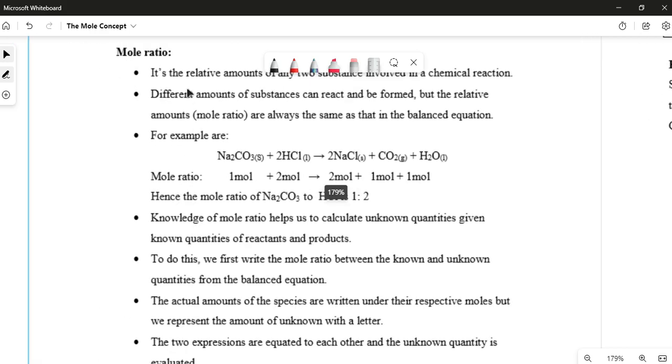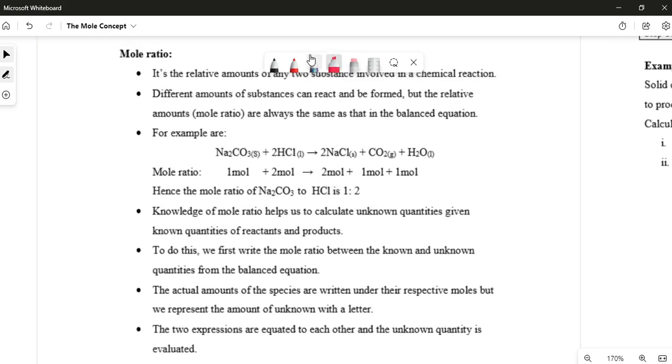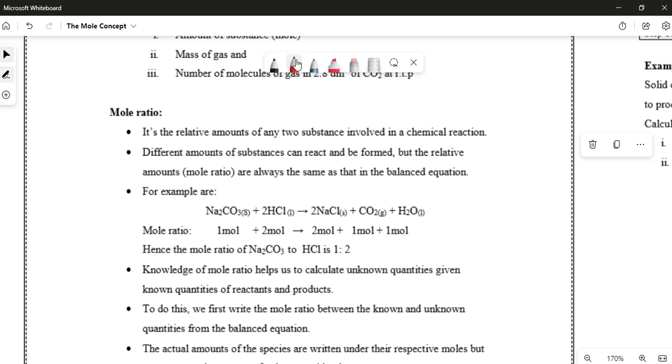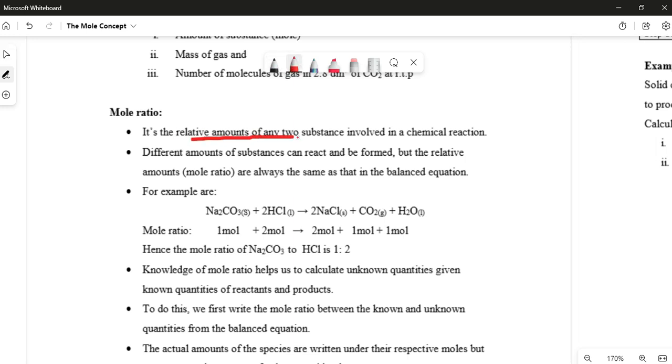Pay special attention. So, mole ratio. Let's move on. It is the relative amount of any two substances involved in a chemical reaction. Different amounts of substances can react and be formed, but the relative amount, or the mole ratio, is always the same as that in the balanced equation.